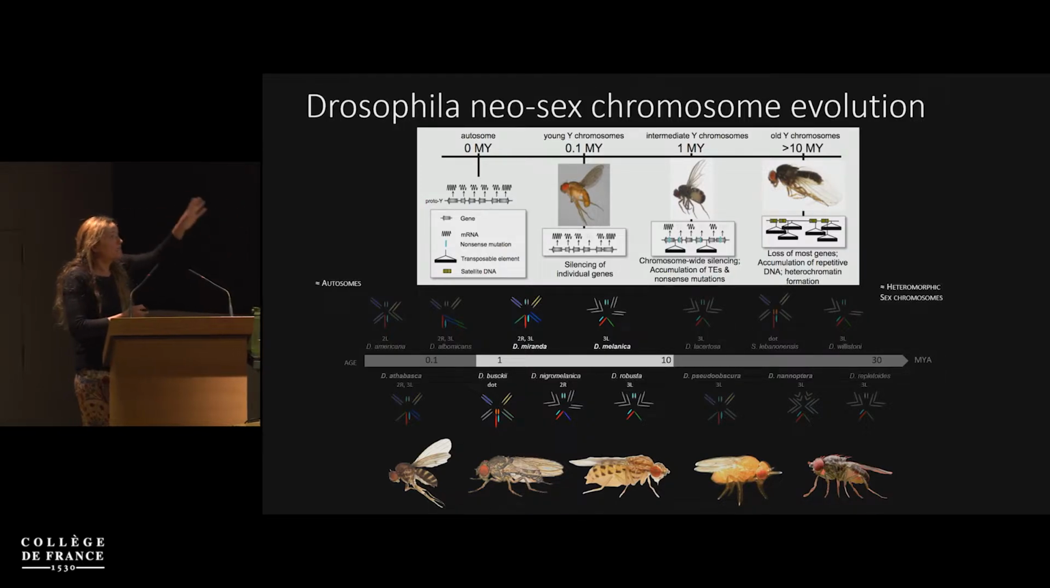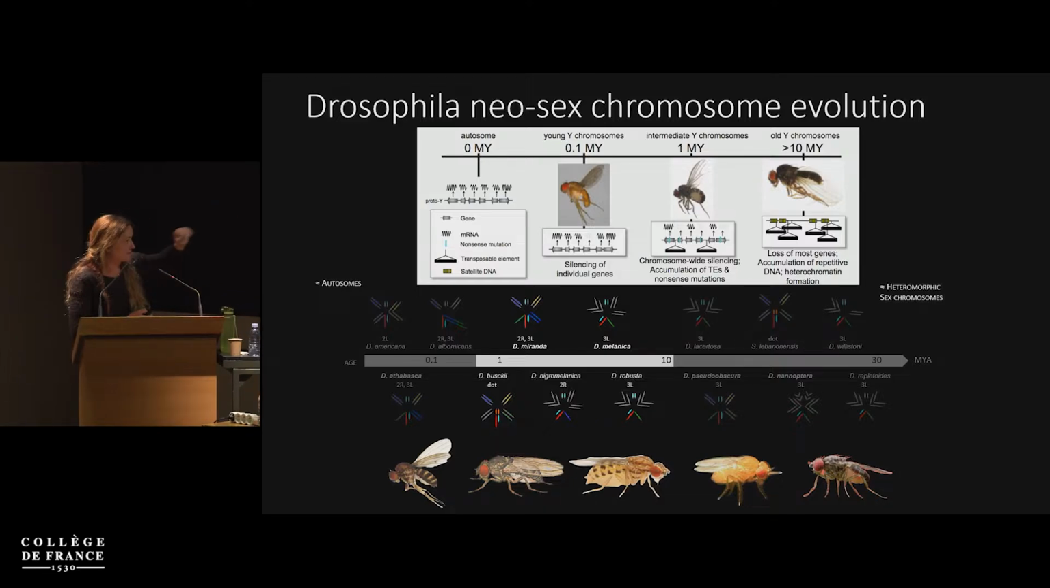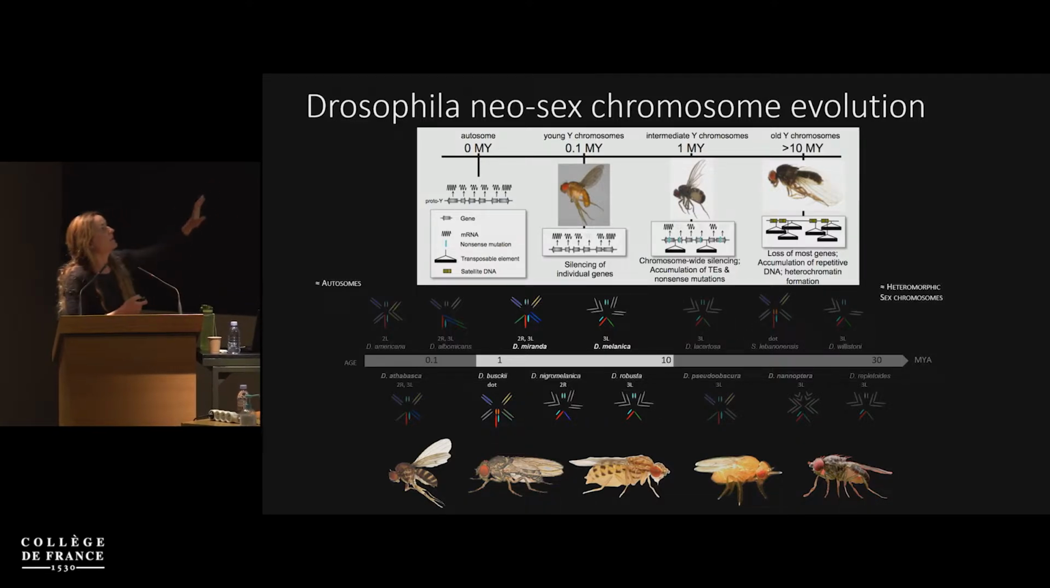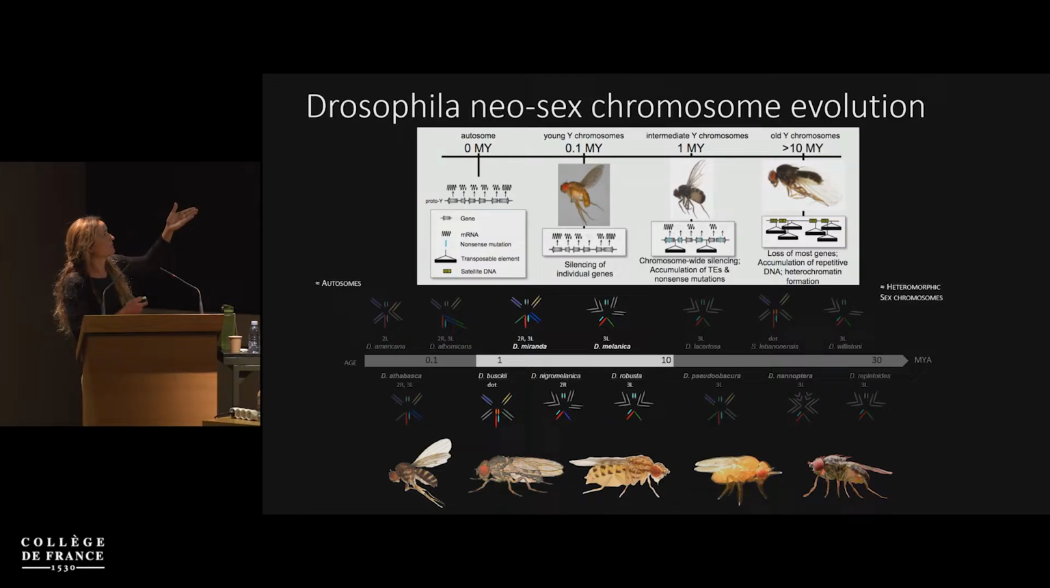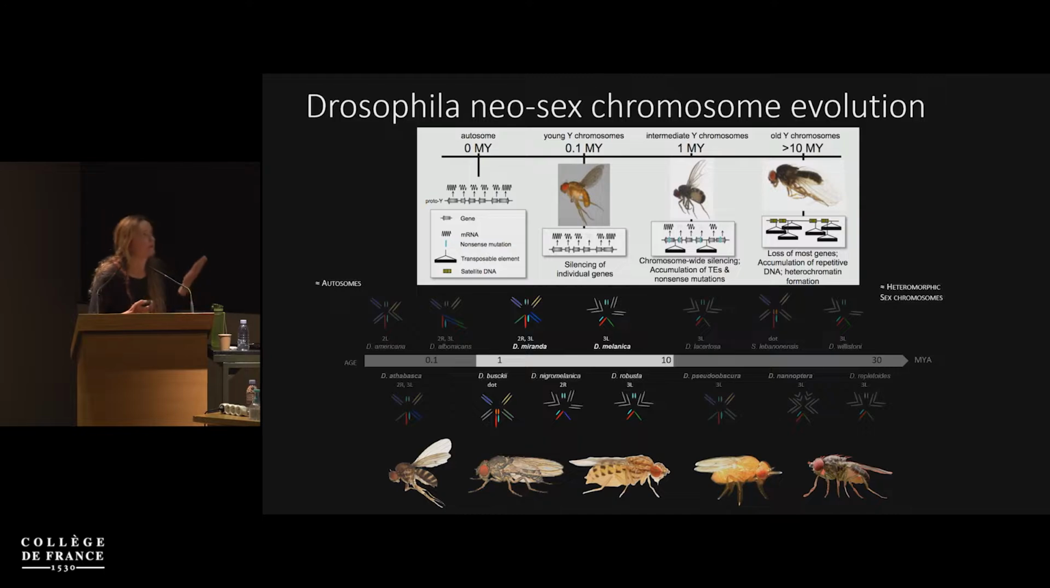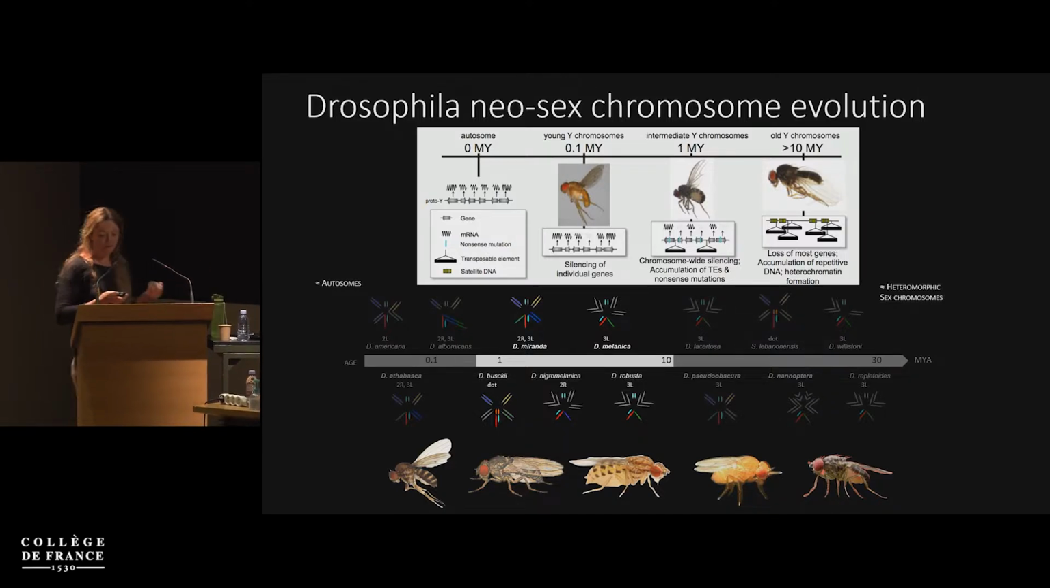And then we have these intermediately aged neo-sex chromosomes, which are about 1 to 10 million years old, where we have this assemblage of still having a lot of active genes on Y chromosomes, but they start degenerating, and yet we also see a dramatic accumulation of repetitive junk DNA.